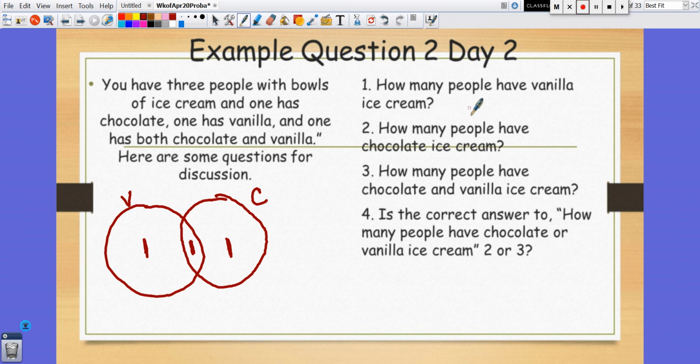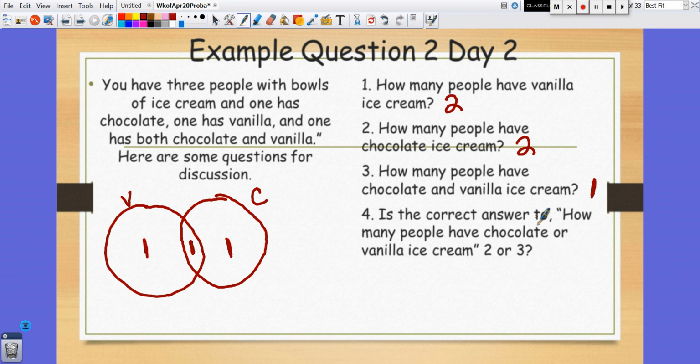It says how many people have vanilla ice cream? So we have 2 people that have vanilla ice cream. How many people have chocolate ice cream? We have 2 people that have chocolate ice cream. How many people have chocolate and vanilla? We have 1 person that has chocolate and vanilla.